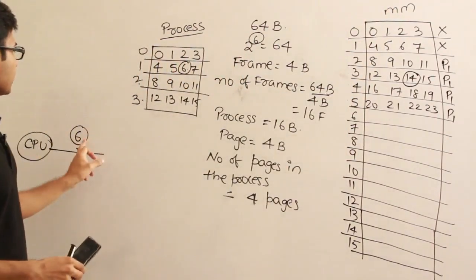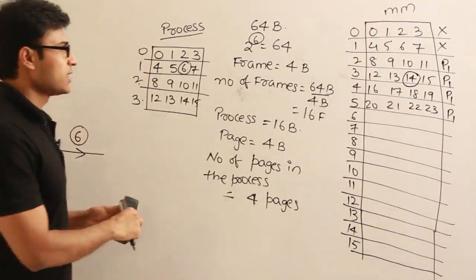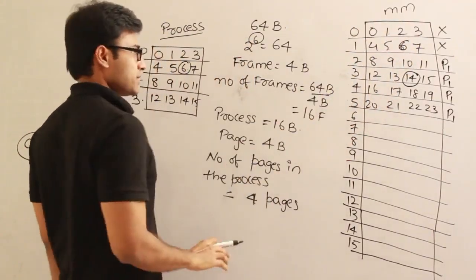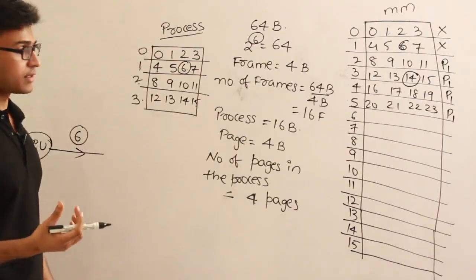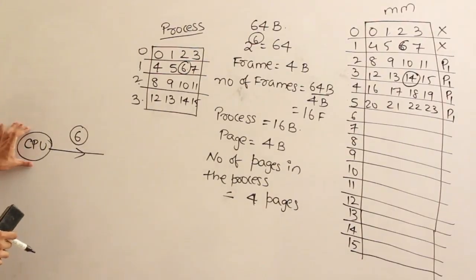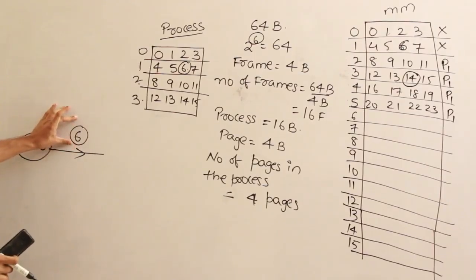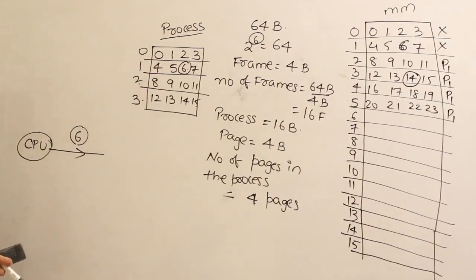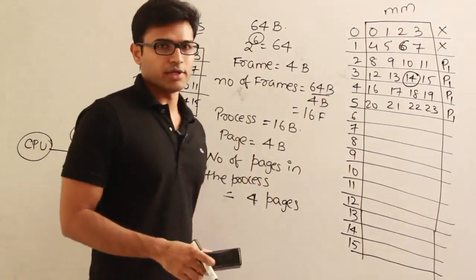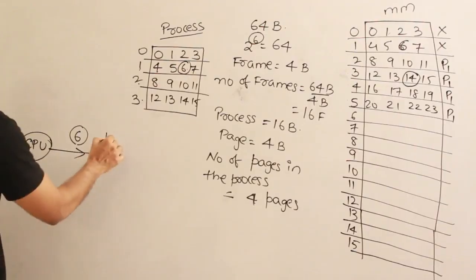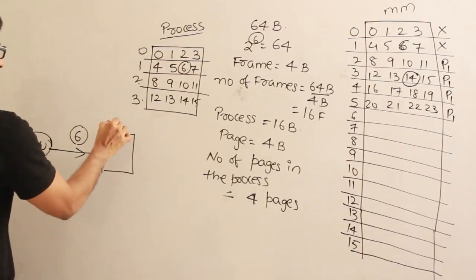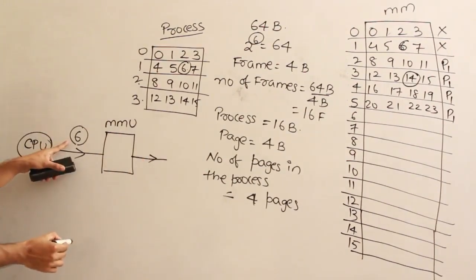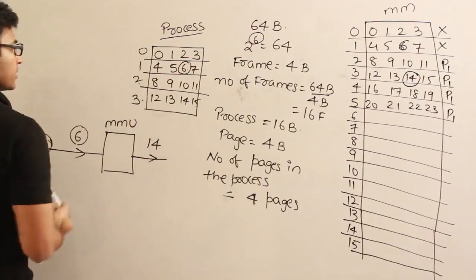You cannot directly give this address 6 to the main memory, because that will load a different address 6 which is not at all in your process, and that will be an error. Therefore, even though the CPU is generating a logical address of 6, thinking that the process is loaded from 0, you have to somehow convert it into 14. Therefore, you should have a memory management unit in place so that even though byte number 6 is asked, it gets converted into byte number 14. That is what you wanted.